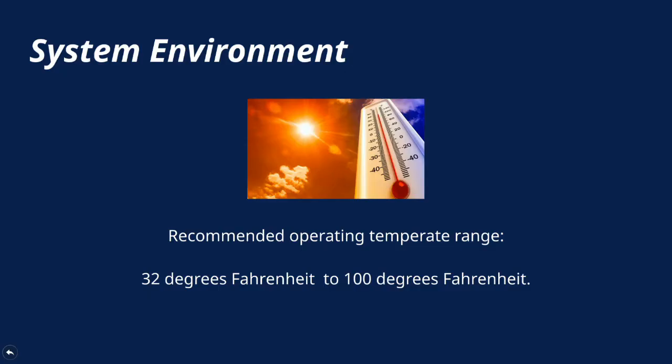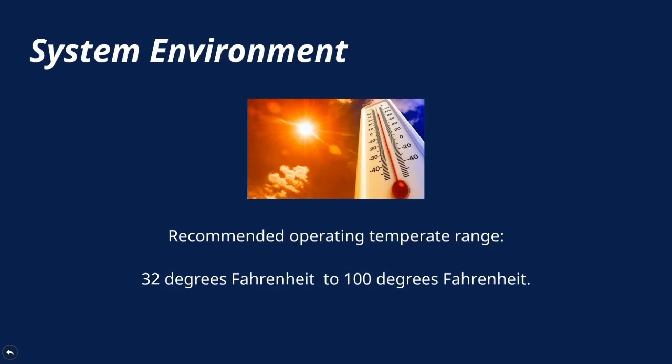Concept of operation, system environment. The recommended operating system temperature ranges from 32 degrees Fahrenheit to 100 degrees Fahrenheit. It is ideal to keep the humidity between 30 and 40% to prevent failure of circuits, microchips, and other components.